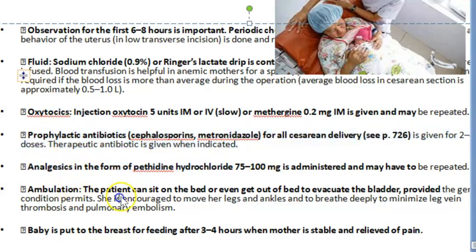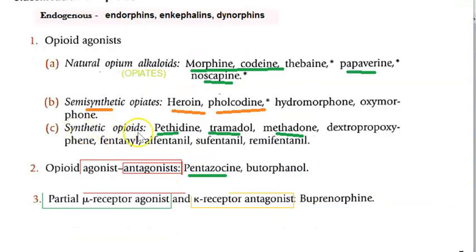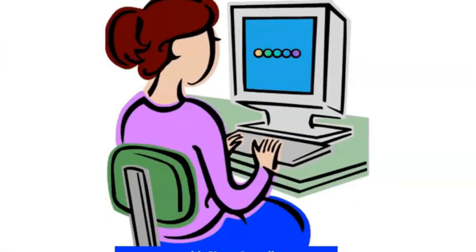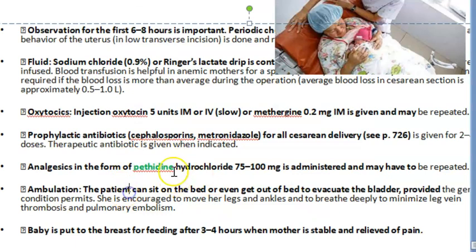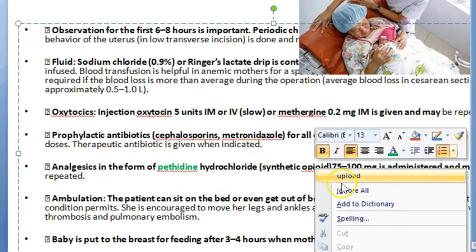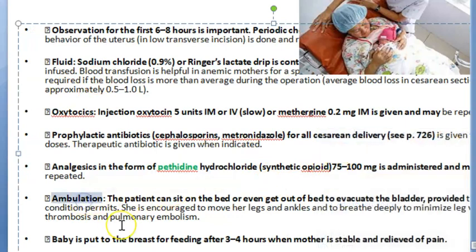Analgesics you may have to give in the form of pethidine hydrochloride. Pethidine is a synthetic opioid analgesic, given because she has had surgery. So you're giving an opioid analgesic, remember. Now, ambulation: the patient can get up and go to evacuate her bladder, etc.